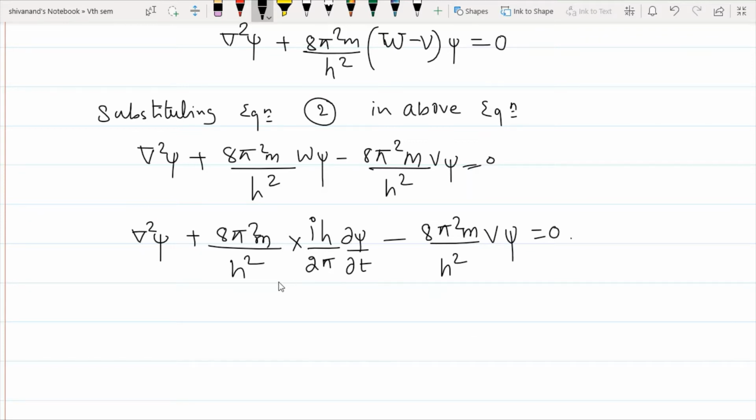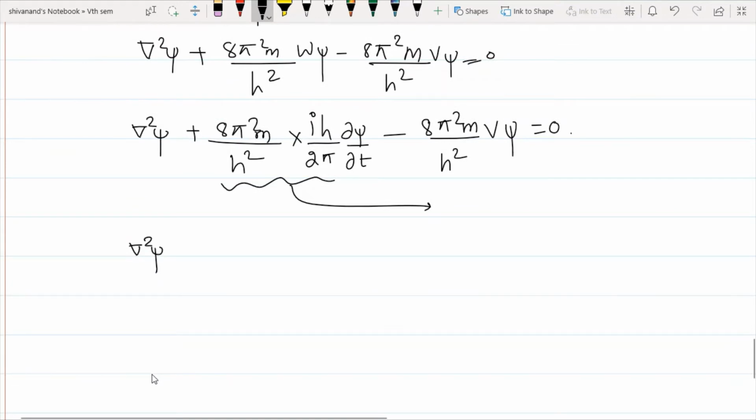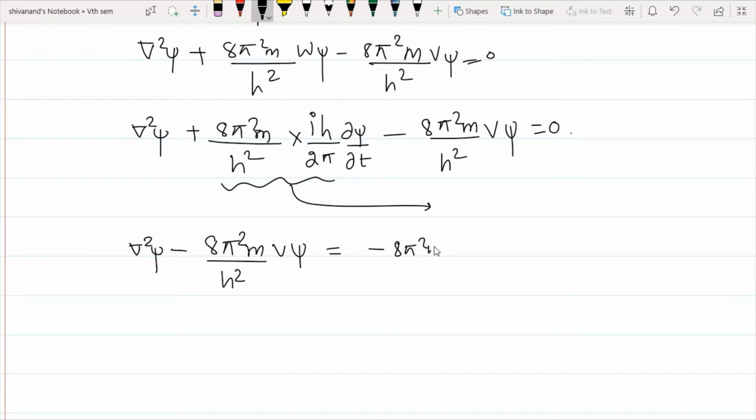So if I send this whole term to the right side, what I get is del square psi minus 8 pi square m divided by h square into V of psi, that is equal to minus 8 pi square m divided by h square into i h divided by 2 pi into dou psi by dou t.